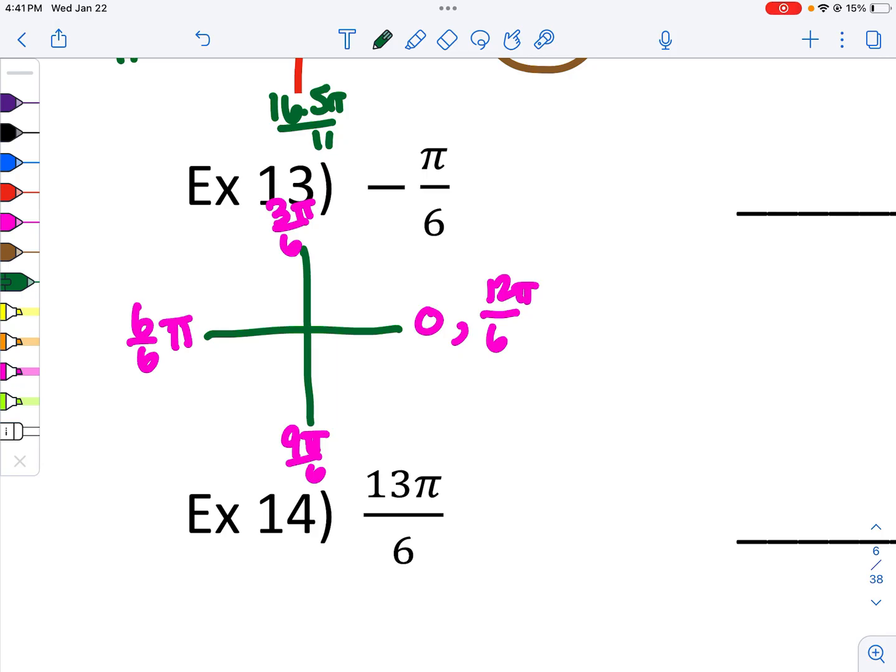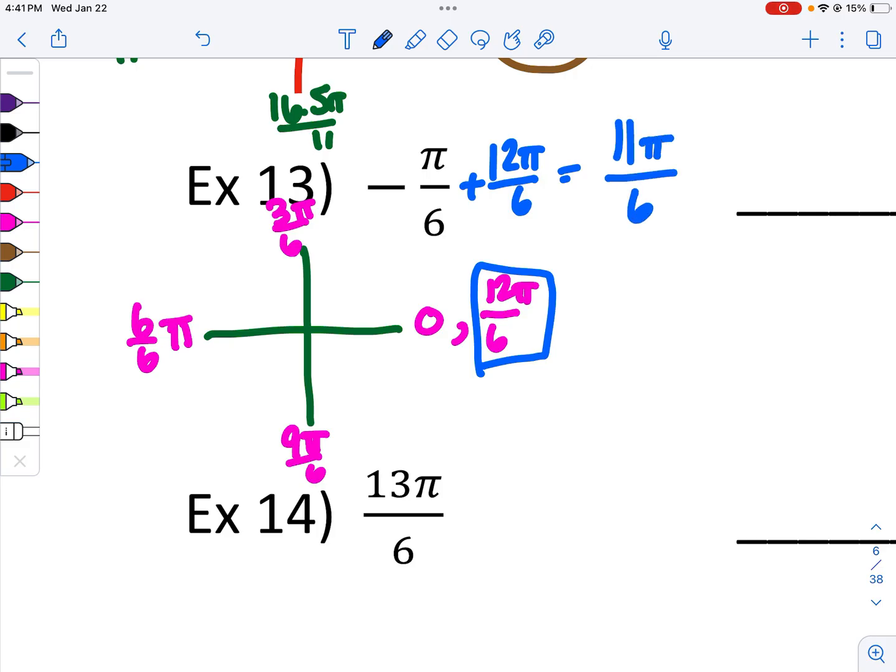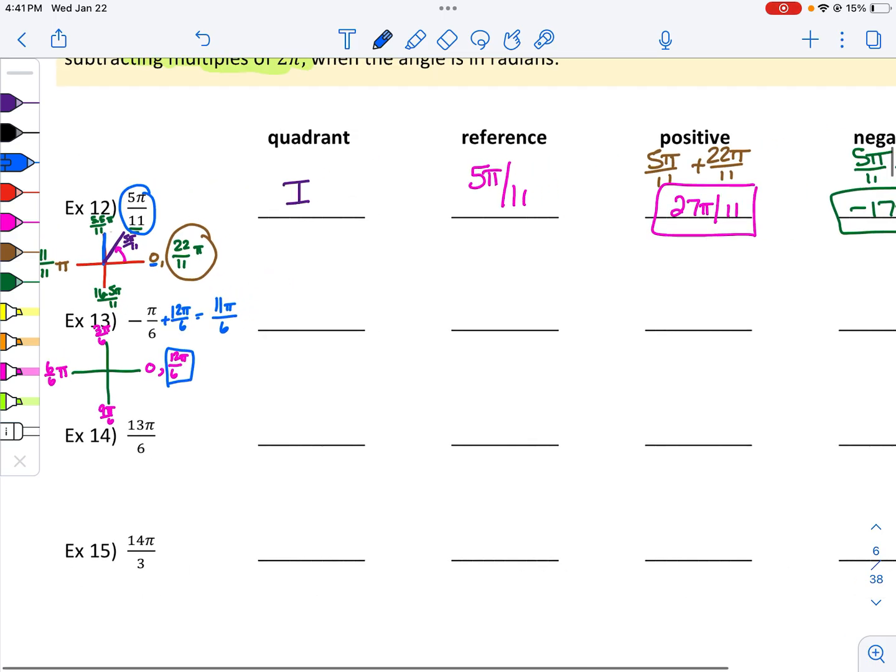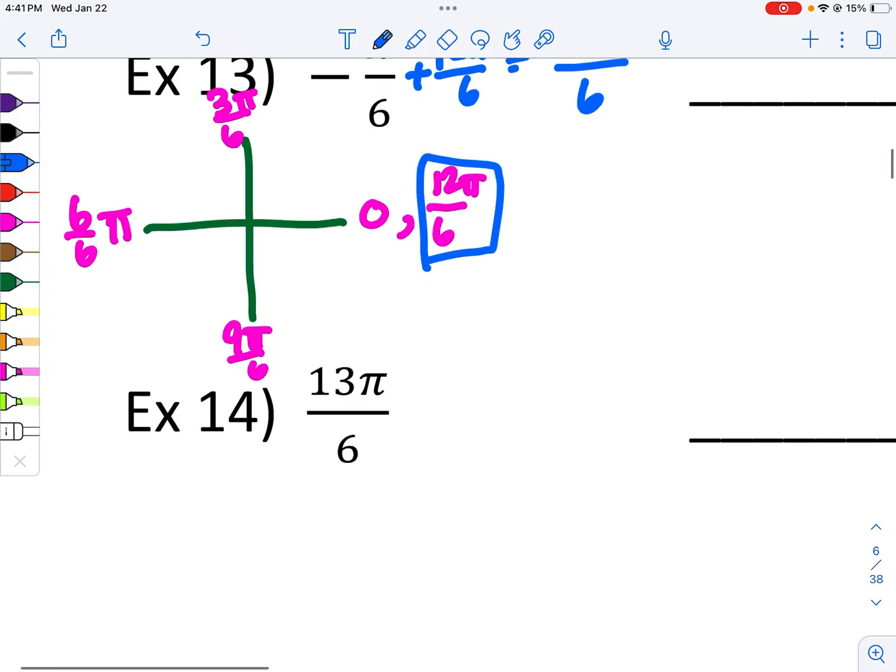Just like we did yesterday, I don't like the fact that this angle is negative. So instead of 360, I'm going to add 2 pi. I'm going to add 12 pi over 6 to it, which gives me a positive coterminal angle. I can use that over here as my positive coterminal angle, but more importantly, that's going to put that picture on our graph.